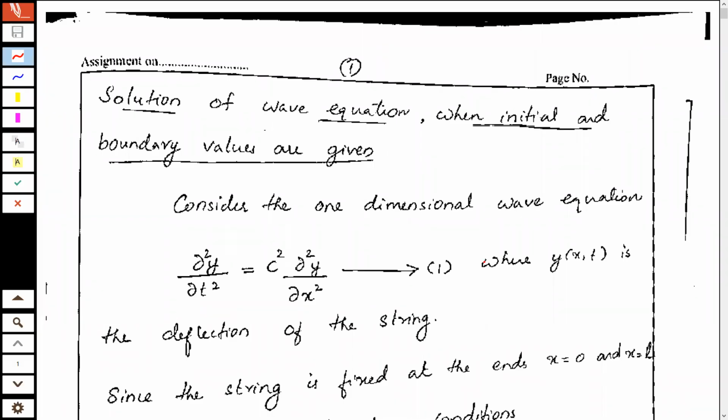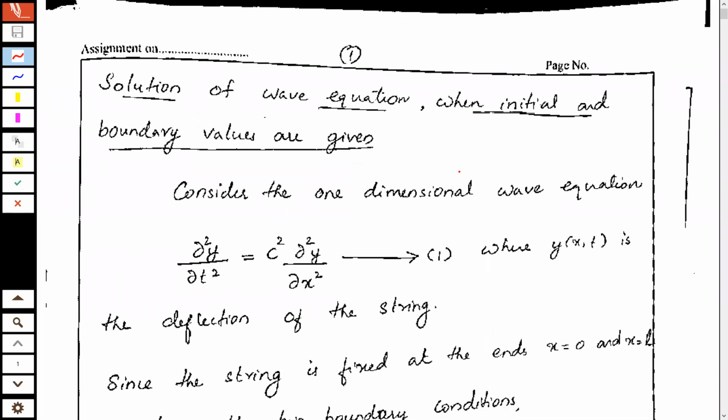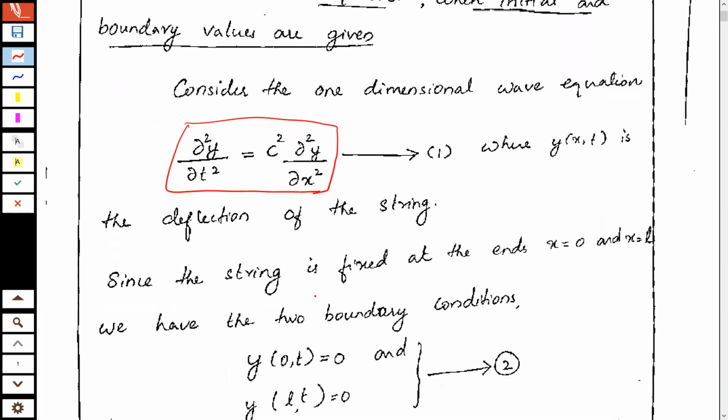Let us discuss the solution of the wave equation when initial and boundary conditions are given. We have the one-dimensional wave equation as ∂²y/∂t² = c² ∂²y/∂x², where y(x,t) is the deflection of the string.